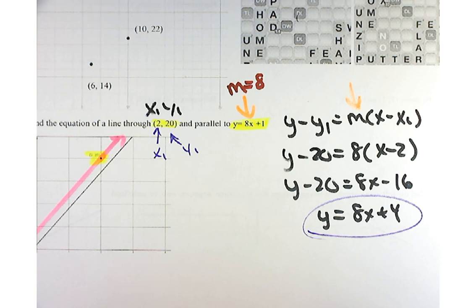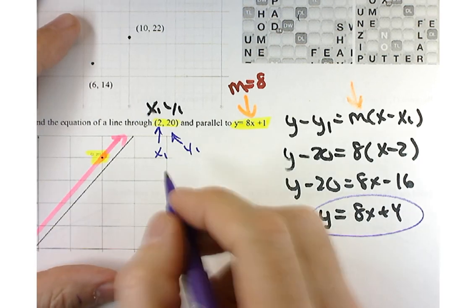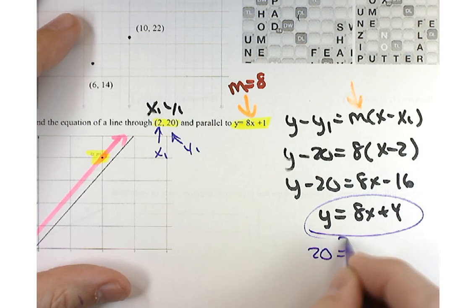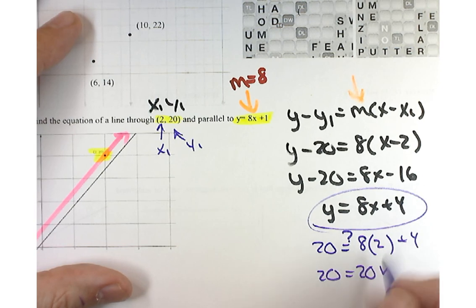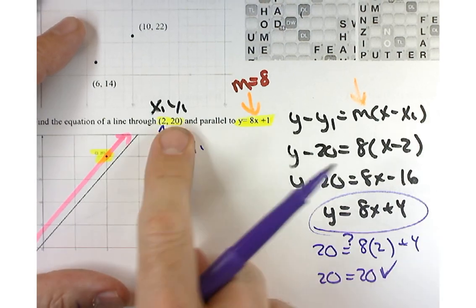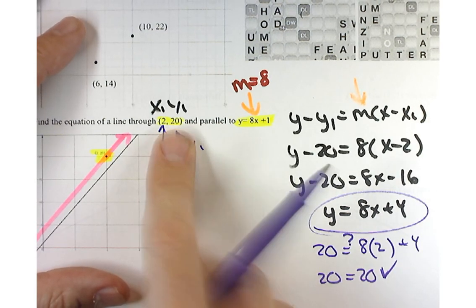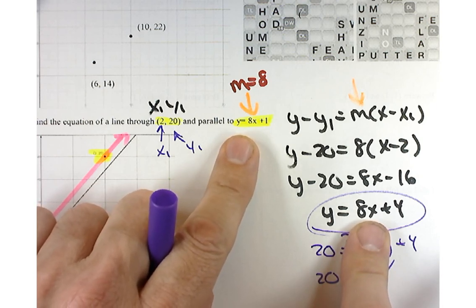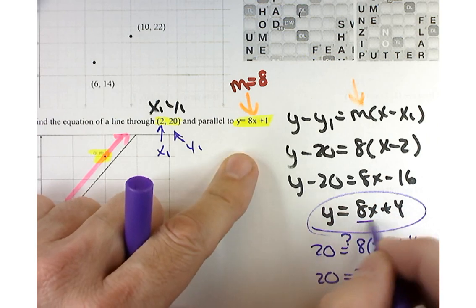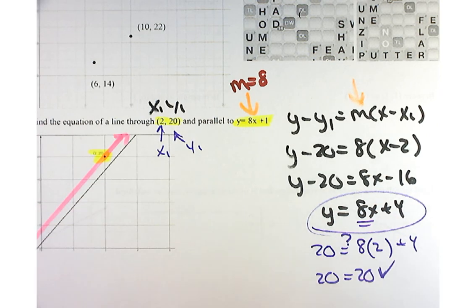Yes? You could plug in the y. Yeah, we can plug in this point. If I plug in a 2, does 8 times 2 plus 4 equal 20? 16 plus 4 equals 20. So it passes through this point. How do I know that these lines are parallel though? They have the same slope, right? You've got a slope of m equals 8 here, slope of m equals 8 there. So it does everything it's supposed to. Well done.